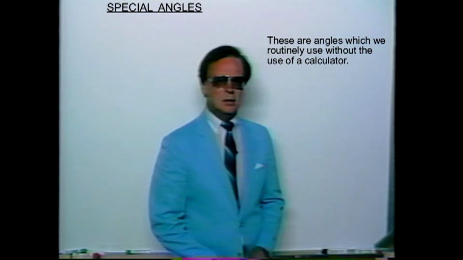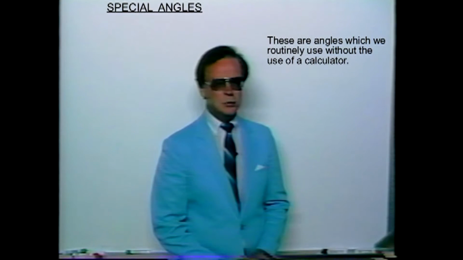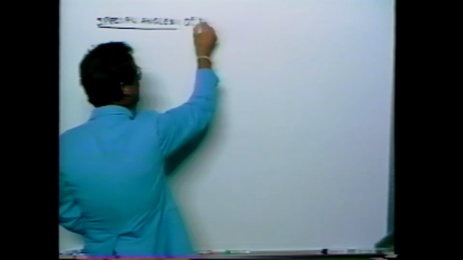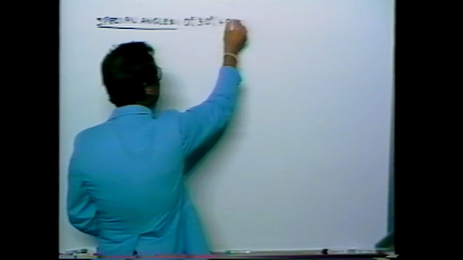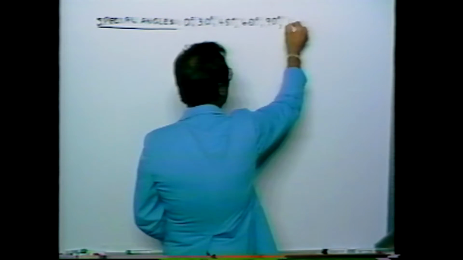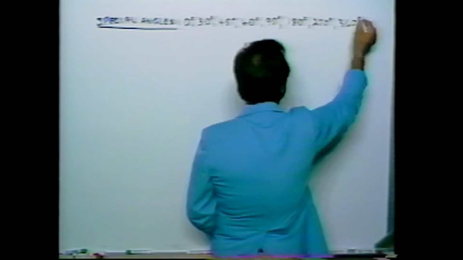The next topic is on special angles whose trig values the student should know without using a calculator. Some of the functional values are irrational numbers, and in some cases it is best to leave the irrational number as a symbol rather than as a decimal. The special angles are 0 degrees, 30 degrees, 45 degrees, 60 degrees, 90 degrees, 180 degrees, 270 degrees, 360 degrees.